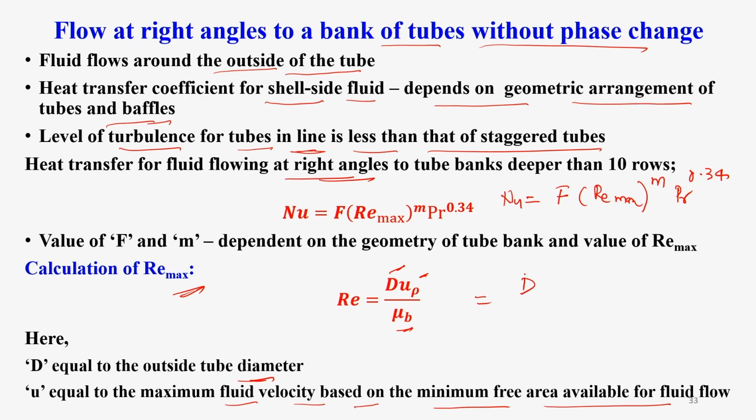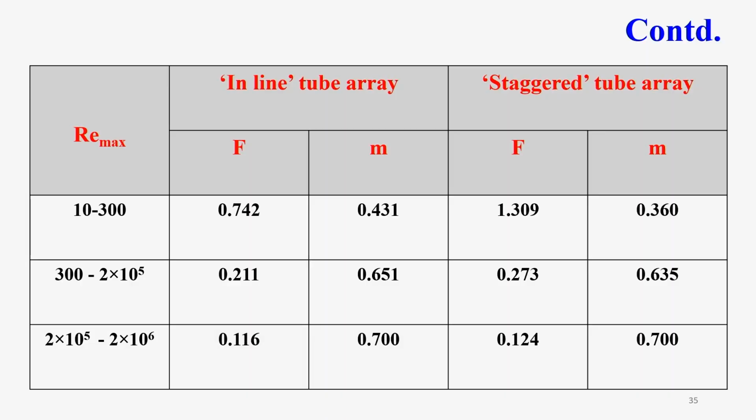So now D we are considering as the outside diameter. This is the maximum fluid velocity, density divided by the viscosity, and these are the values if there is an inline arrangement or staggered tubes. So in this way we calculate; these are the values depending on the Reynolds number, the F and m values. So these tables are readily available and can be referred to for the given tube array configuration and Reynolds number, Re max value.